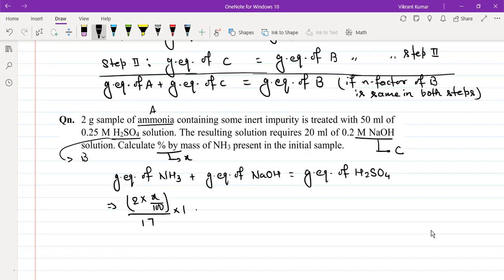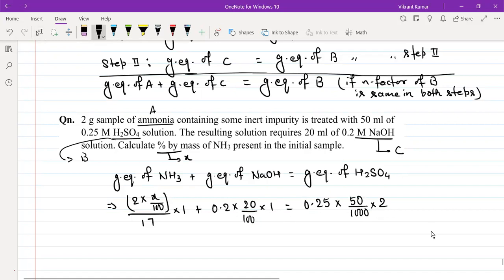देख लो सब लोग. Plus similarly for NaOH we have got molarity into volume in liter gives you moles of NaOH, and NaOH का भी N factor in acid base reaction is 1, and that will be equal to इसकी molarity is 0.25 into volume in liter is 50 by 1000, and N factor of H2SO4 in acid base reaction without mentioning the reaction is 2, and that's why this will be the option you have to solve it, है ना. So देखो ना, this is coming x upon 850.